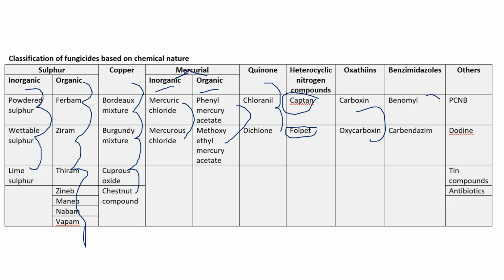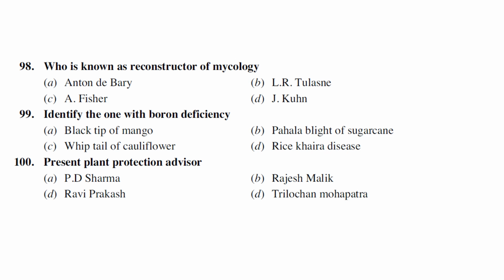Benzimidazole, benomyl and carbendazim. Others are PCNB, organotin compounds and antibiotics, which come under this. Who is known as the reconstructor of mycology? Anton de Bary, L.R. Tulasne, A. Fischer, J. Kuhn. J.G. Kuhn is generally considered a microscopic pioneer, and he wrote the first textbook in plant pathology that is completely devoted to plant diseases of cultivated crops, their causes and their control, in 1858.